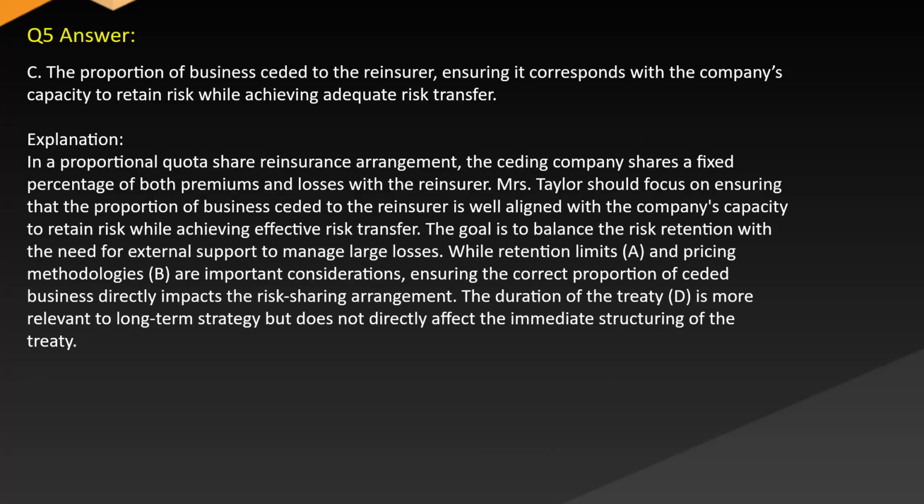Answer: C. The proportion of business ceded to the reinsurer, ensuring it corresponds with the company's capacity to retain risk while achieving adequate risk transfer. Explanation: in a proportional quota share reinsurance arrangement, the ceding company shares a fixed percentage of both premiums and losses with the reinsurer. Mrs. Taylor should focus on ensuring that the proportion of business ceded to the reinsurer is well aligned with the company's capacity to retain risk while achieving effective risk transfer.